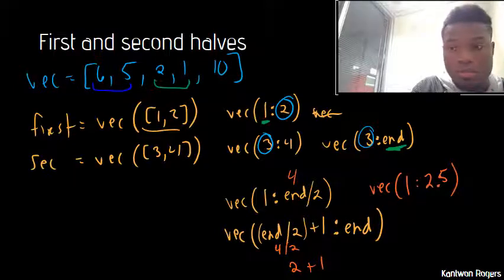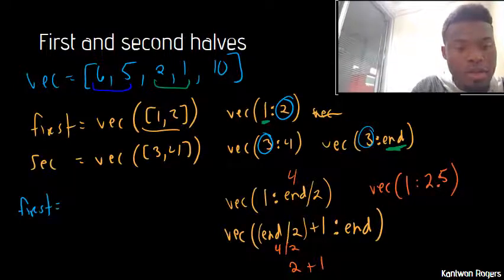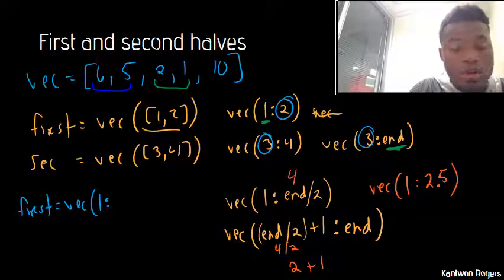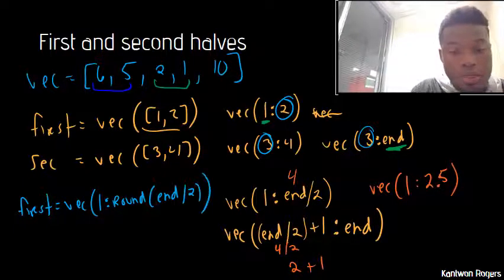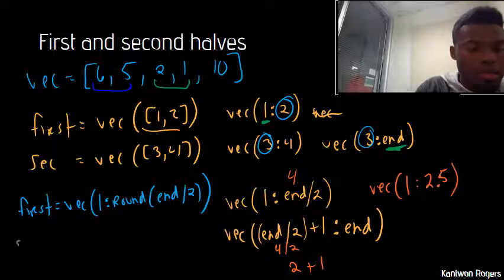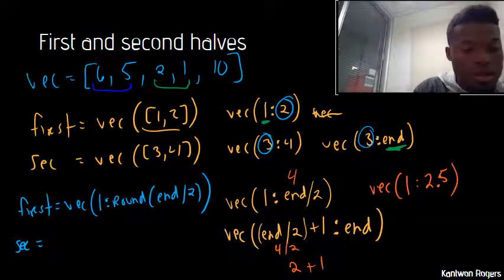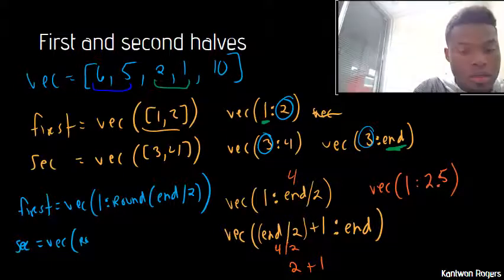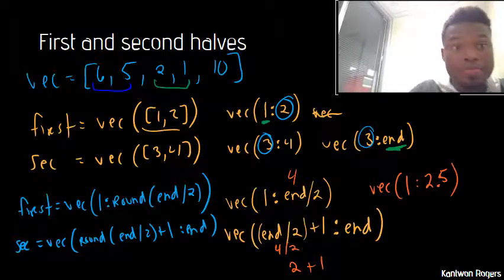So let's write this in blue. Okay. So my first half, I'll start at the beginning of my vector, and I'll go to the round of n divided by 2. And my second half will start at the round of n divided by 2 plus 1, then go to the end.